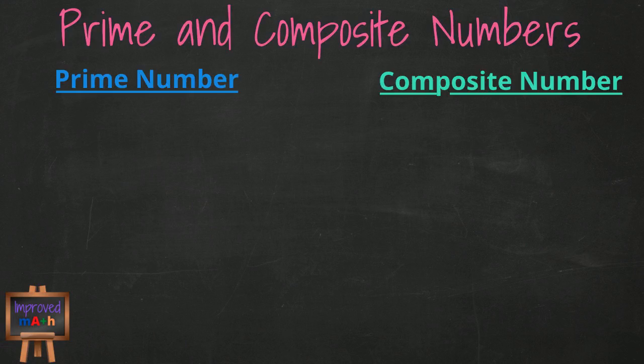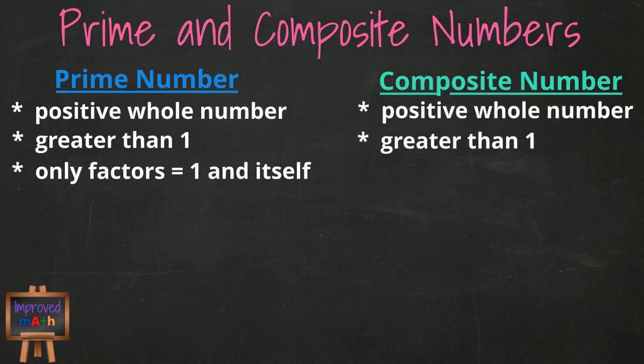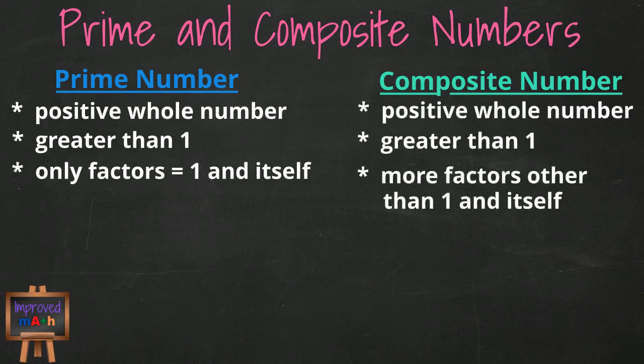A prime number is a positive whole number greater than 1 that has only two factors, itself and 1. A composite number is a positive whole number greater than 1 that has more factors than just 1 and itself. They are called composite numbers because they are composed of one or more prime numbers.